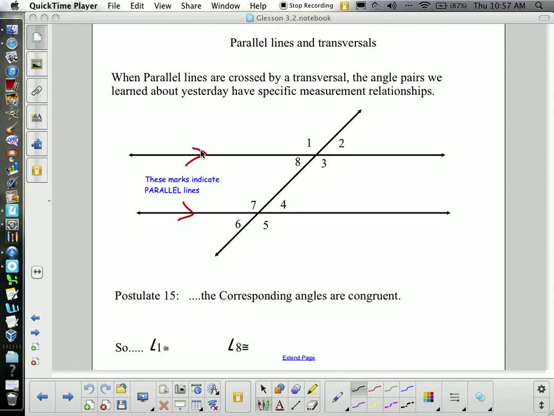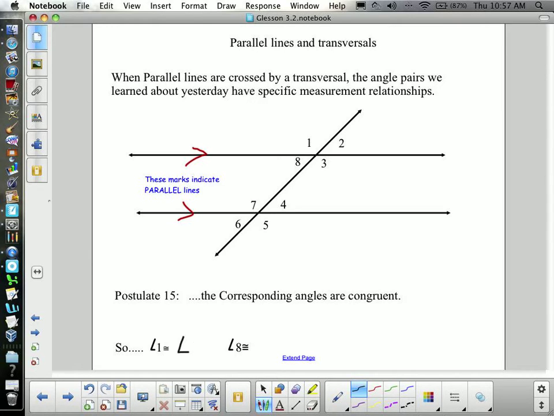So that means angle 1 would have to be congruent to which angle in this picture? Which angle does angle 1 correspond to? 2? No, 3? No, 7. There we go. Angle 1 is congruent to angle 7. And angle 8 would correspond to and be congruent to angle 6.